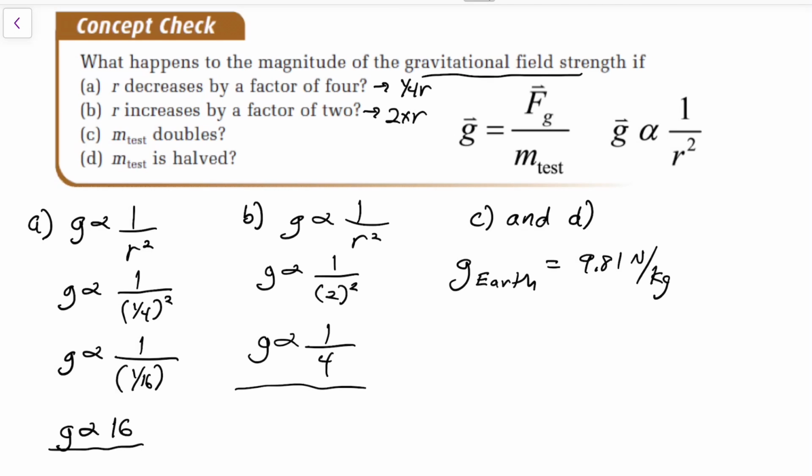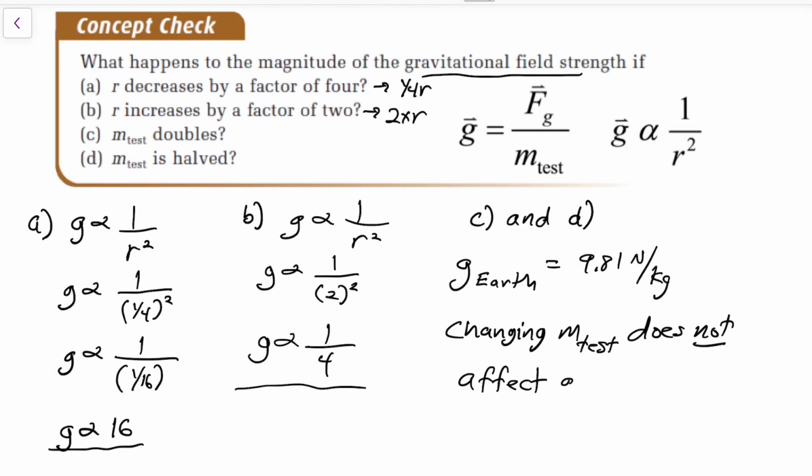So that means for C and D, just write this down: changing the value of the test mass does not affect gravitational field strength. It's still the same number of newtons for every kilogram of mass.